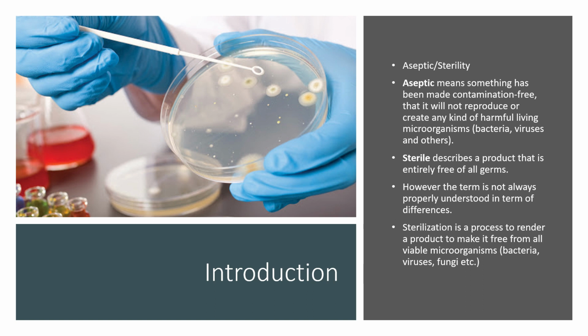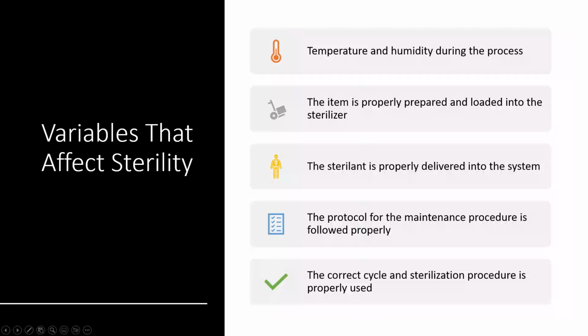So how do we achieve sterilization? Sterilization involves various methods such as heat, radiation, chemical sterilants, and filtration. Each method aims to eliminate all viable microorganisms present on surfaces or within substances. Let's explore the critical variables that impact the attainment of sterility in pharmaceutical products.